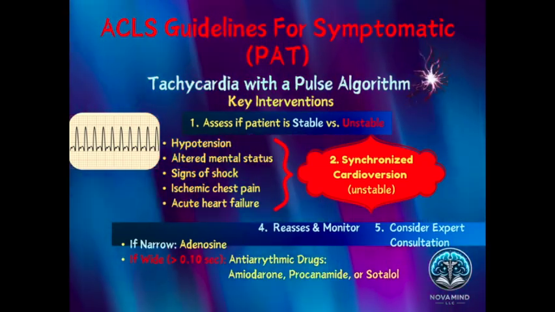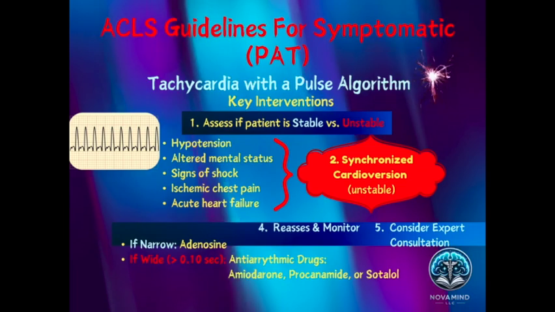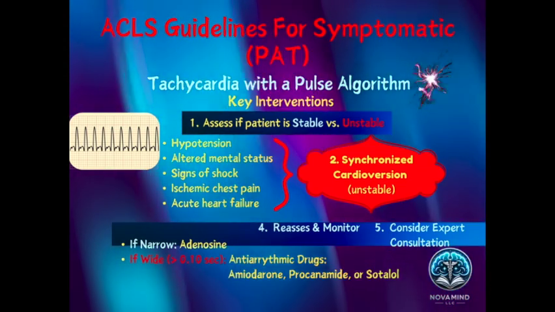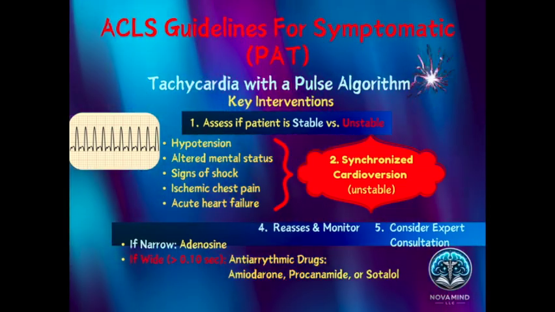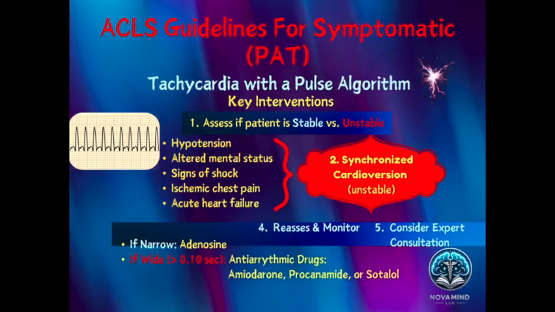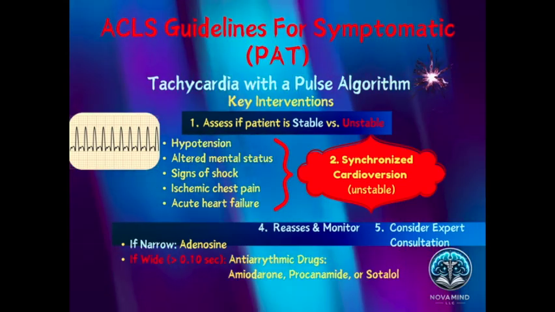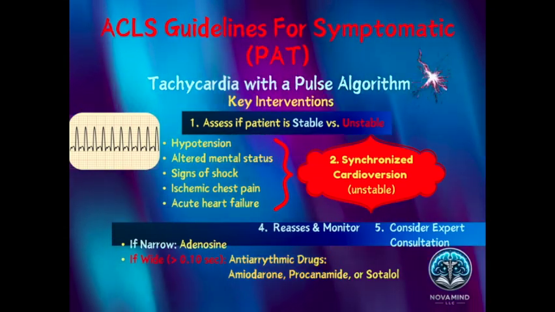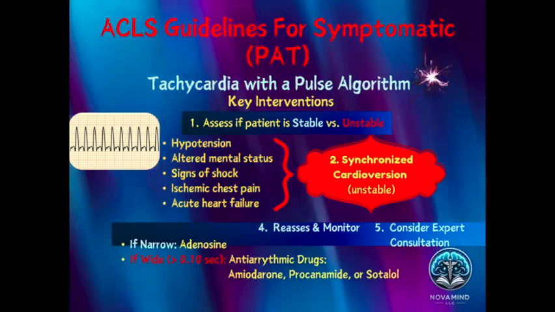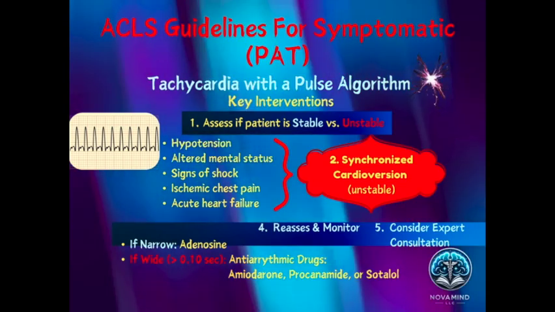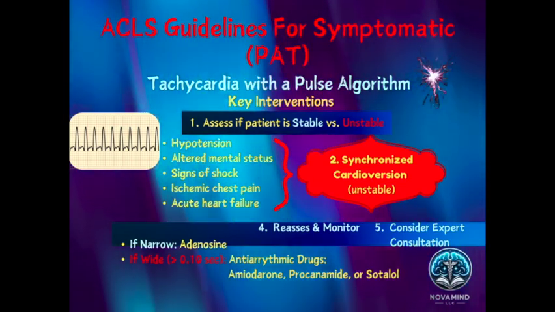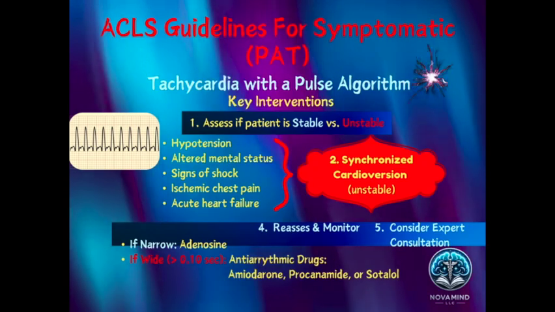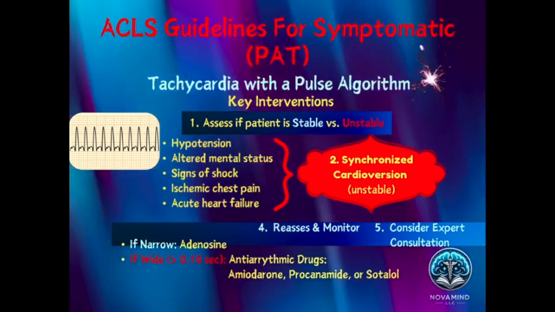What are ACLS guidelines for symptomatic PAT? You would follow the tachycardia with a pulse algorithm key interventions. The first step is to determine if the tachycardia is causing significant symptoms that indicate that the patient is unstable. Signs of instability include hypotension, altered mental status, signs of shock, ischemic chest pain, acute heart failure. If the patient is unstable, immediate synchronized cardioversion is required.